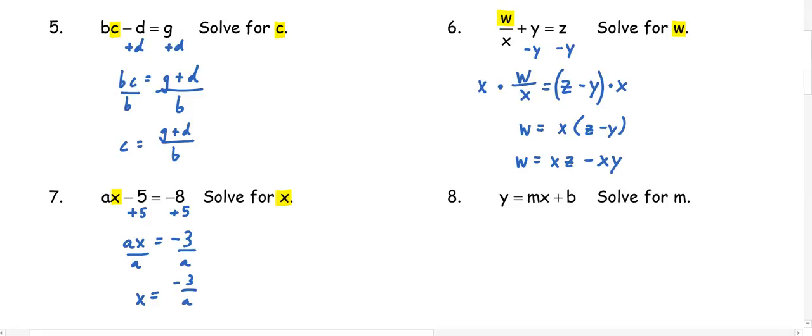Number 8, solve for M. So we want M to stay in place. So to solve for M, our first step would be to subtract B from both sides. Y minus B equals MX. And then to get M by itself, we're going to divide both sides by X. So M is equal to Y minus B all over X.